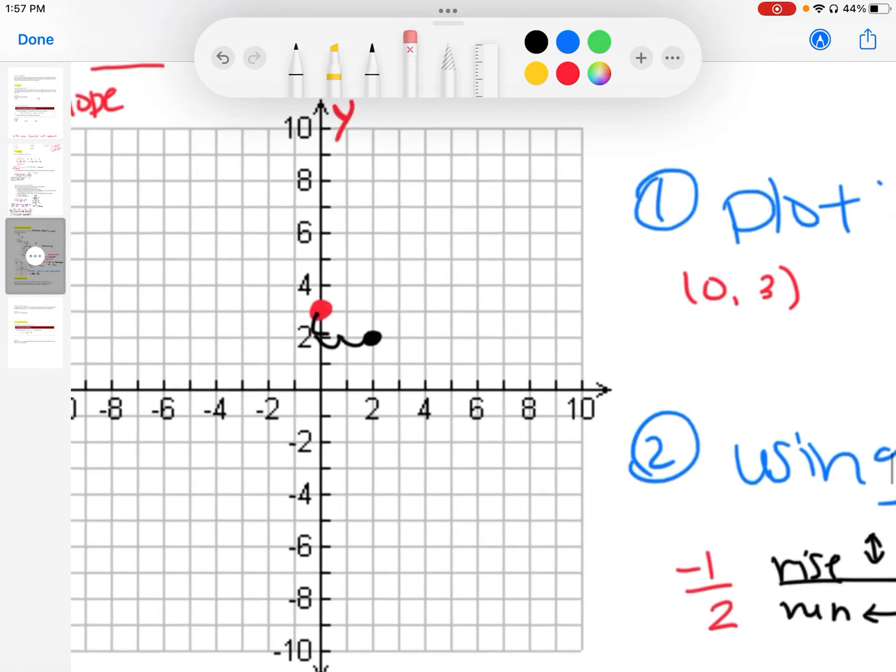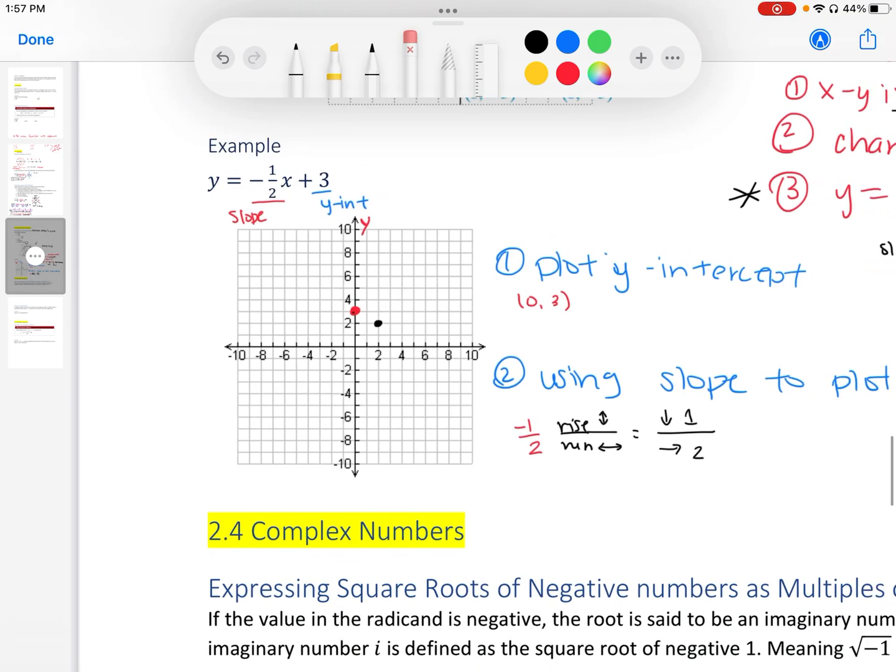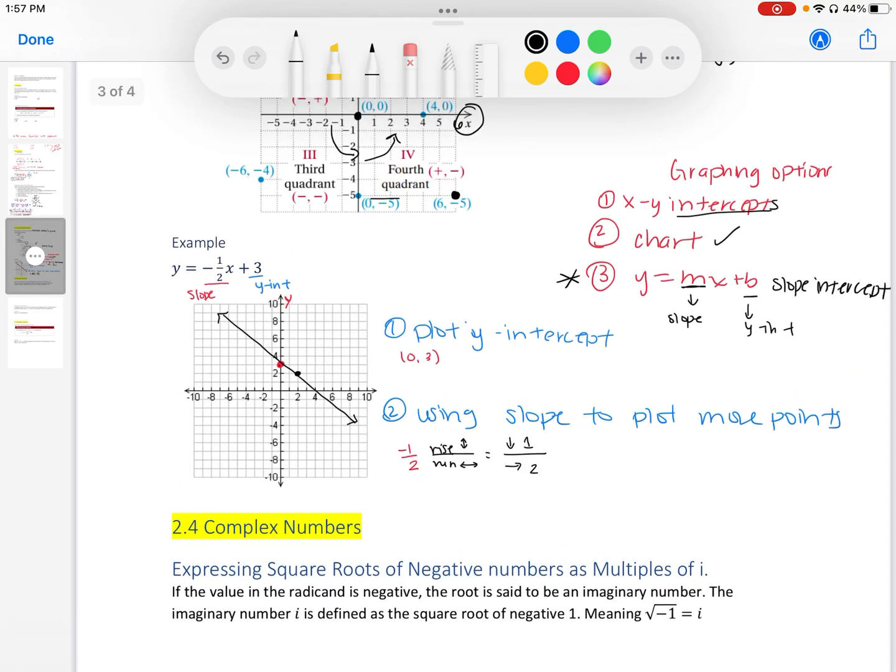I can go ahead and erase those markers I drew. Connect our points to give us our line. And there we have it. You can use your slope more to plot more points. Keep going down 1, right 2. And that's how we can plot using our third option, which is our slope-intercept form.